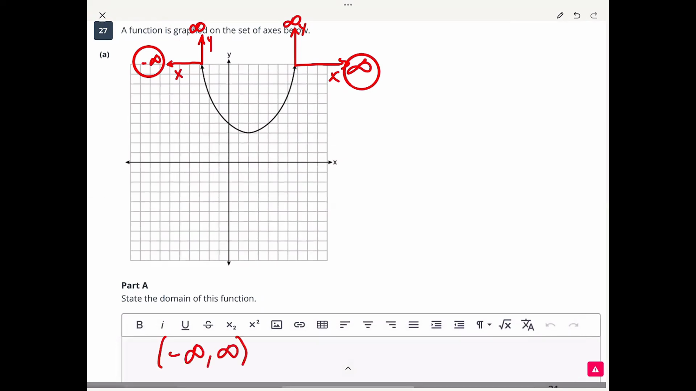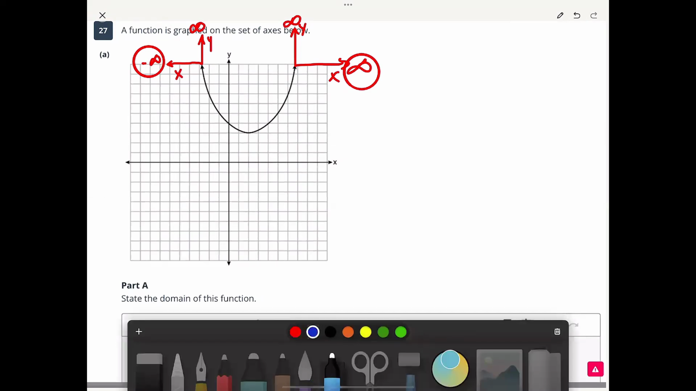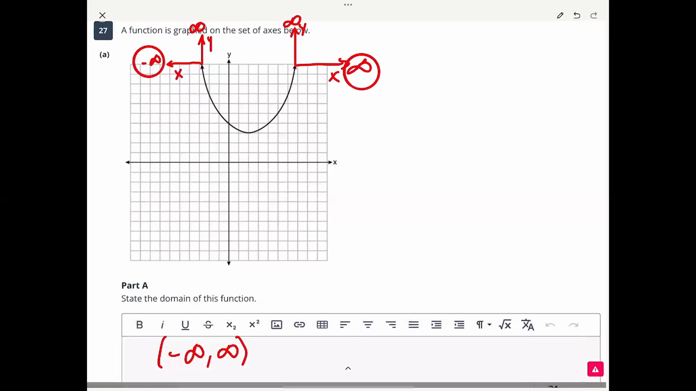Now, for the range, we're just going to go to the very bottom or the lowest y value, which would be here. And then we're going to go to the highest y value, which would be, of course, a positive infinity. So if we go 1, 2, 3, so this is going to be y equals 3, and this up here is y equals infinity.